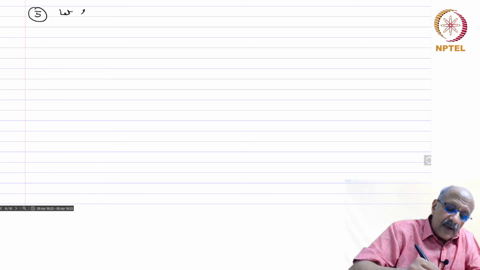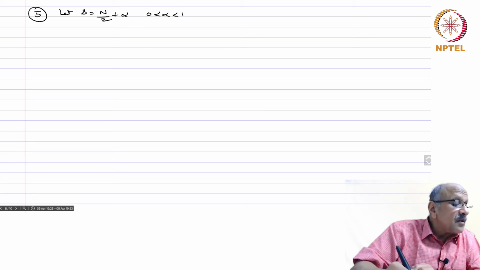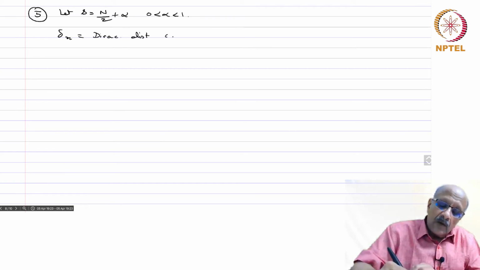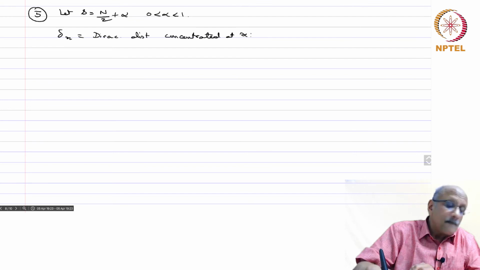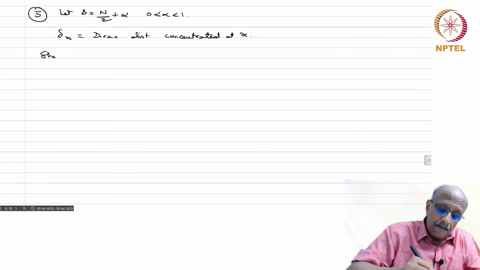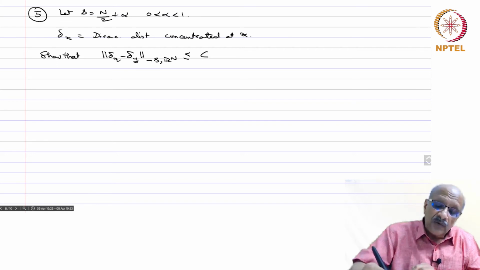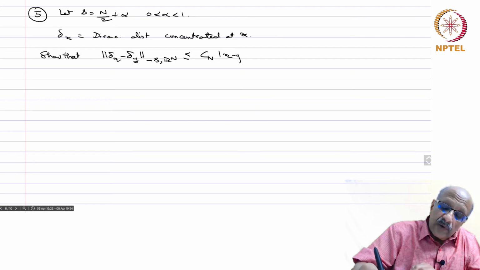Let s equal to n by 2 plus alpha, 0 less than alpha less than 1. So delta_x equals the Dirac distribution concentrated at x. Show that the norm of delta_x minus delta_y in H^(-s)(Rn) is less than or equal to C times |x minus y| to the alpha.